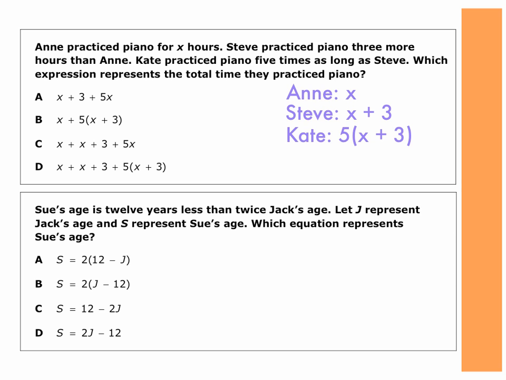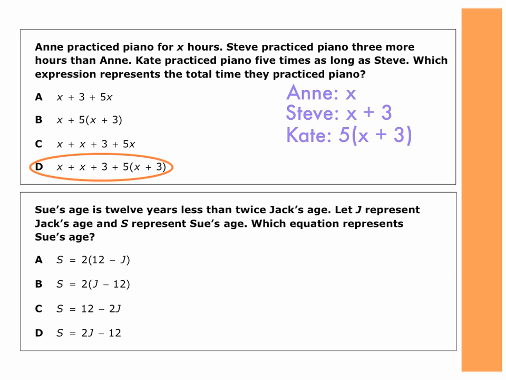This says which expression represents the total time they practiced piano. So what I need to do now is take Anne's, Steve's, and Kate's piano practicing times and combine them. If you look at your answer choices, notice that they haven't combined like terms. They've just written each person's time with an addition symbol in front of it to show that we're adding them together. My best answer here is going to be D. It has x for Anne plus x plus 3 for Steve plus 5 times x plus 3 for Kate.